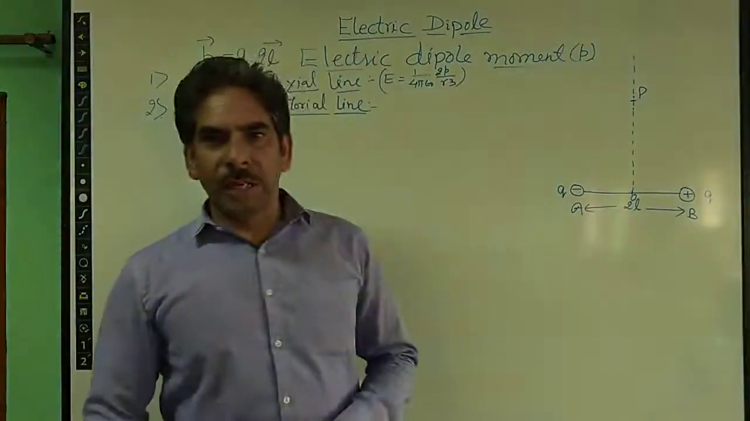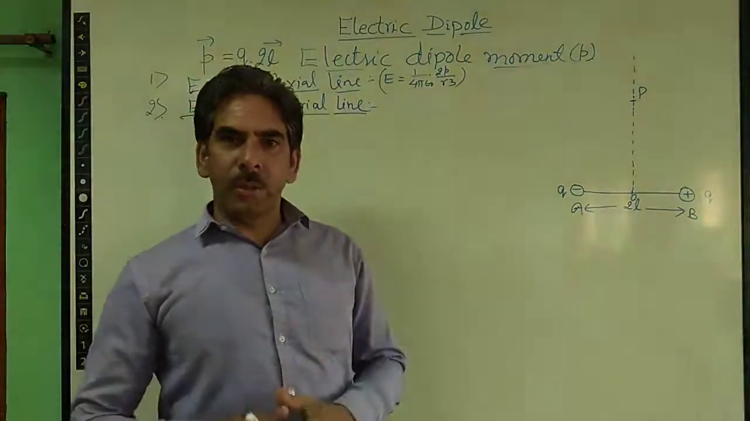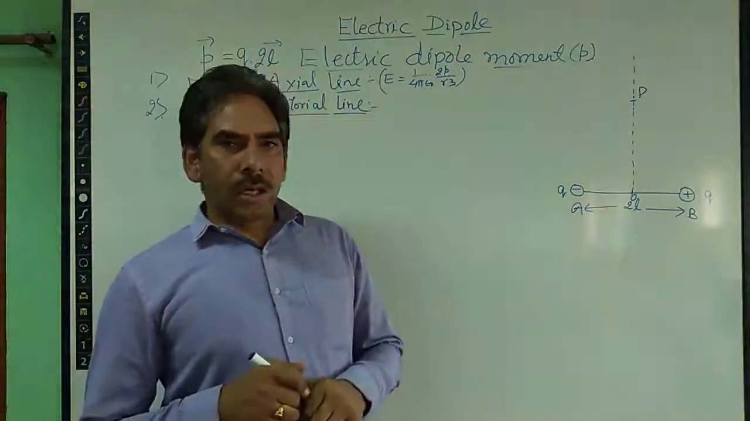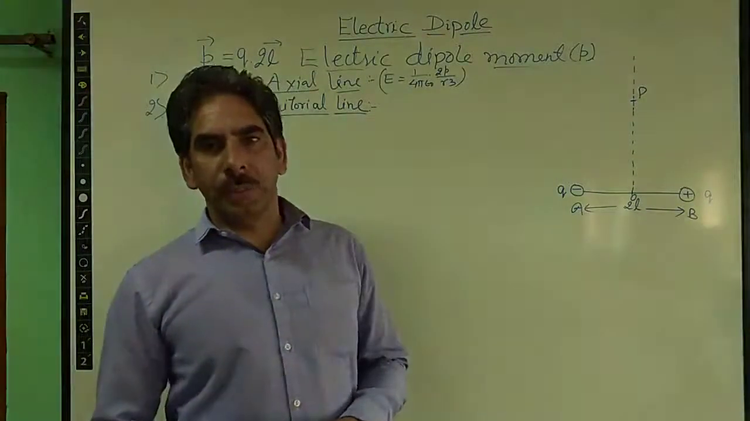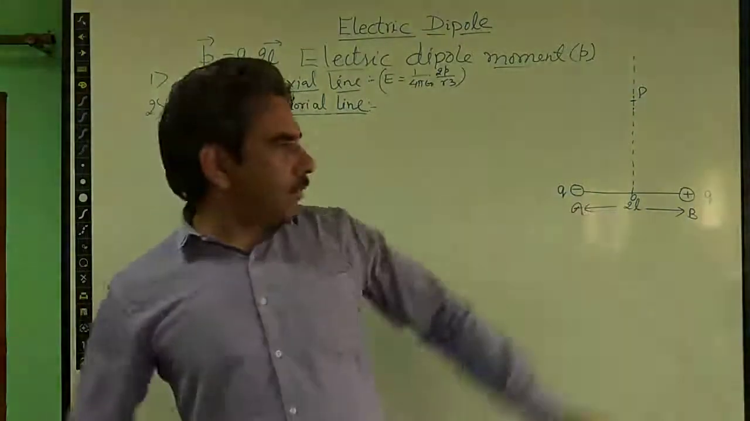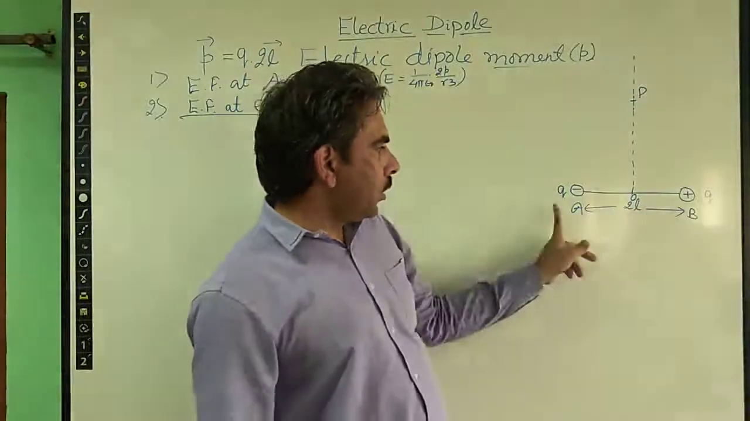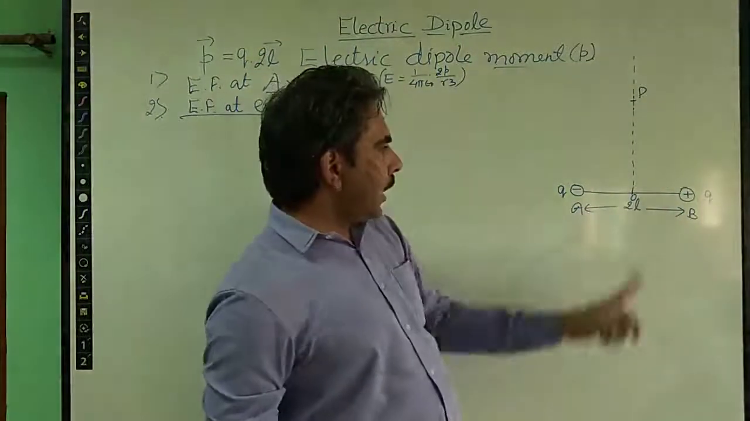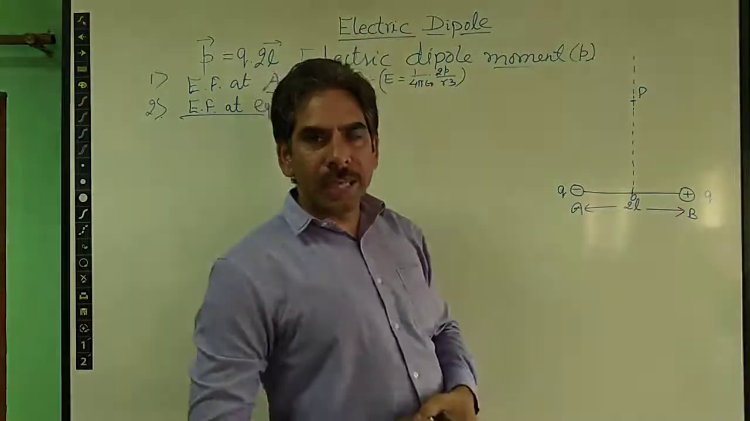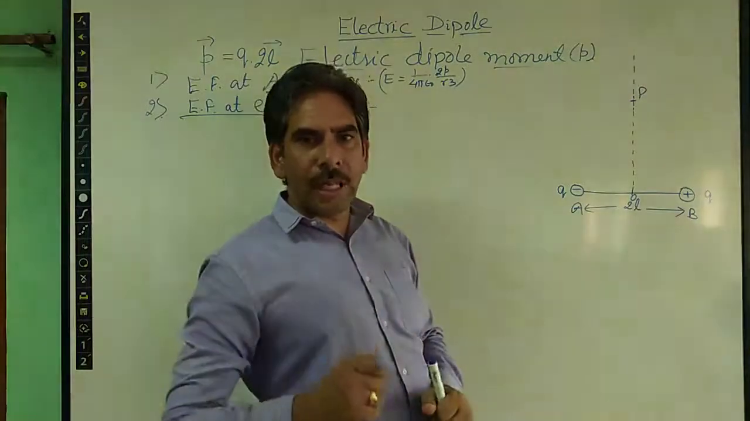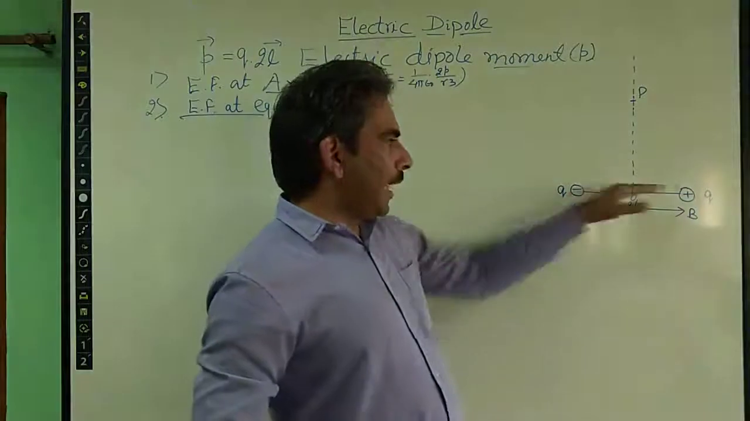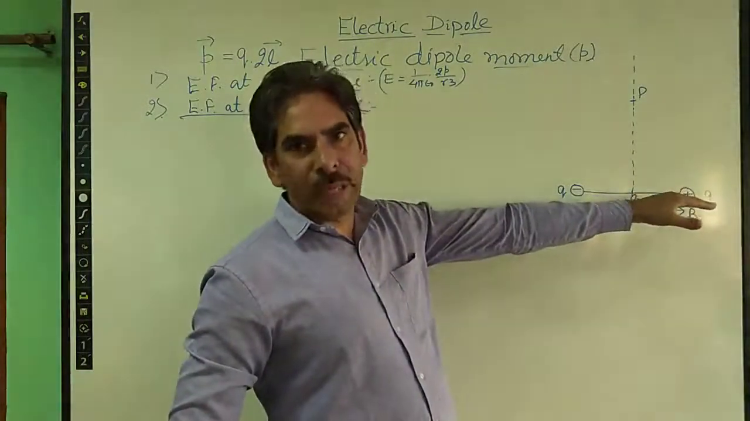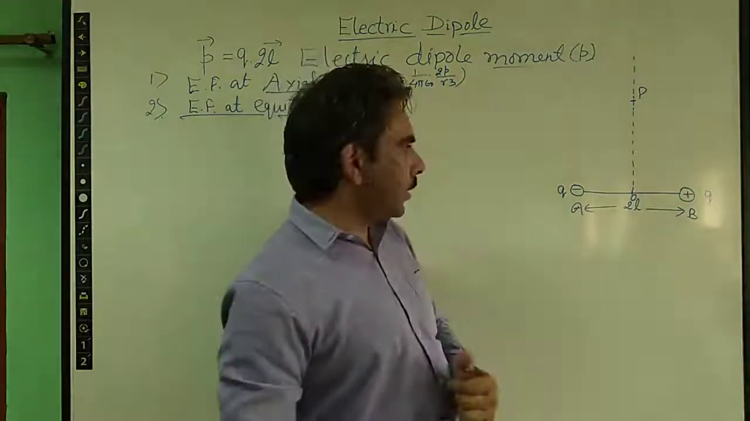Hello and welcome again. So in the sequence of electric dipole and electric dipole moment, now we will find the electric field at the equatorial line of an electric dipole. So here is the situation. We have some electric dipole of length 2l. Each of the charges are q, and here it is the equatorial line. Equatorial line is the one which is passing through the center of the dipole and lying perpendicular, or we can say normal, to the line joining the two poles of the electric dipole.